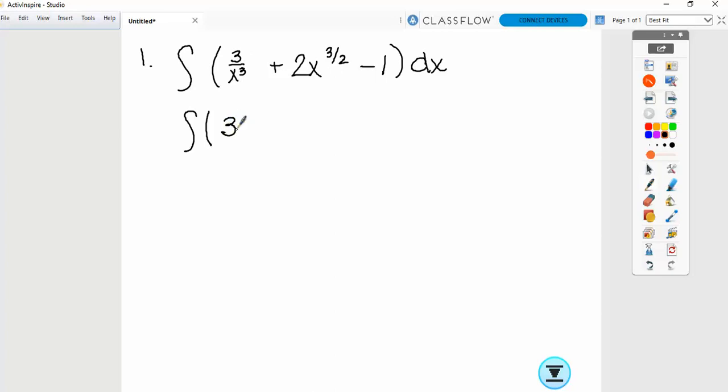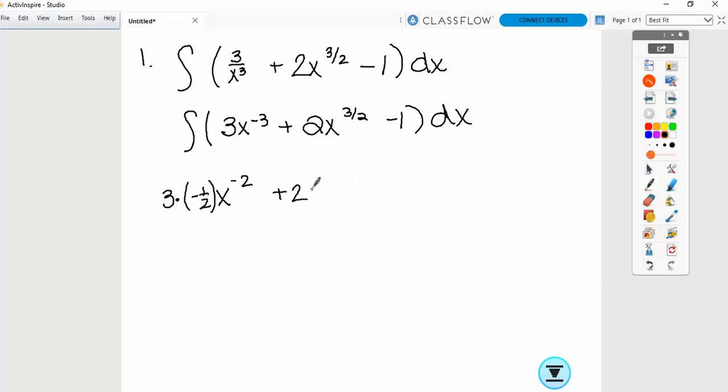So 3 over x cubed, you could say 3x to the negative 3 plus 2x to the 3 halves minus 1. So we're going to go through. Coefficients stay. You add 1 to the power, so negative 3 plus 1 is negative 2, and you put the reciprocal in front, so that's a negative 1 half.